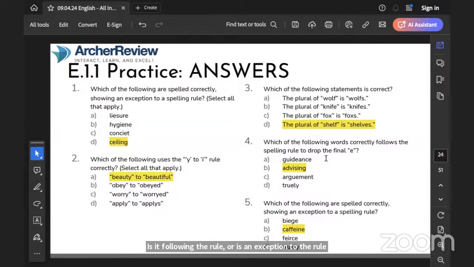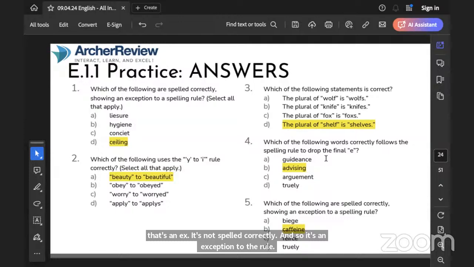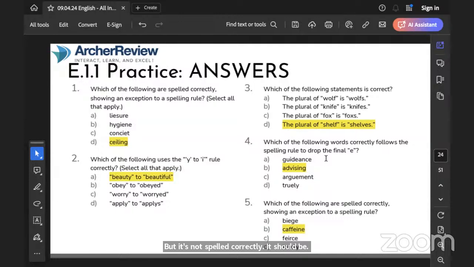Yep. And then number 5, like I said, beige. That one should be, remember, I before E, except if it sounds like an A. So it's an exception to the rule, but it's not spelled correctly. It should be B-E-I-G-E. Caffeine, it should be I before E, but because it's one of those exceptions, it's spelled correctly and it's an exception.